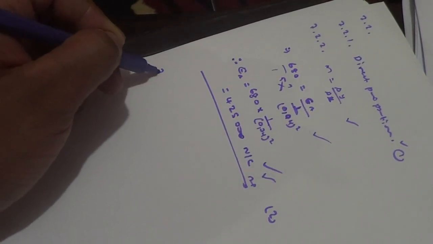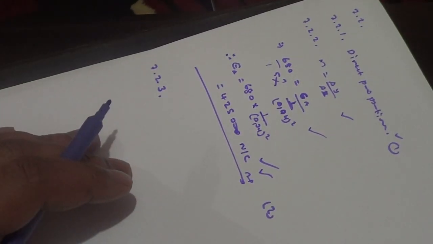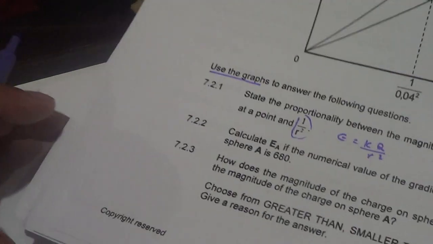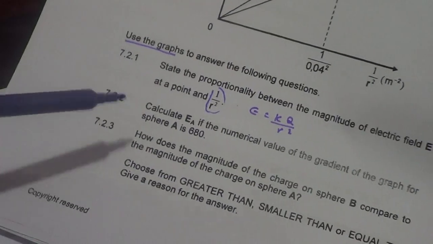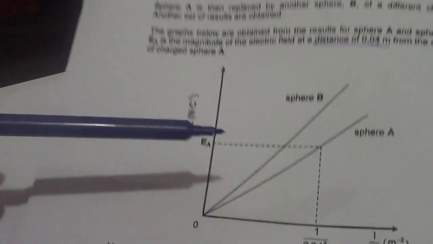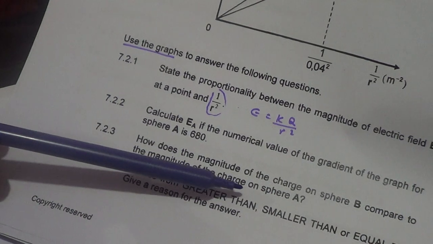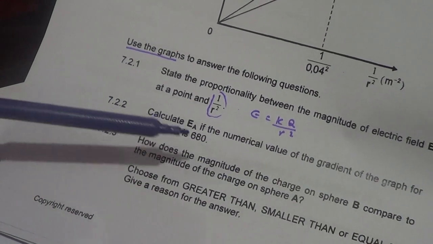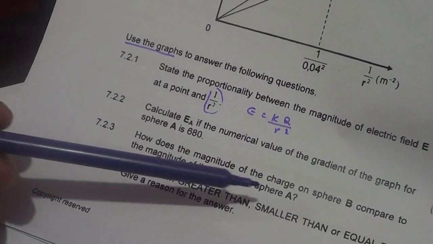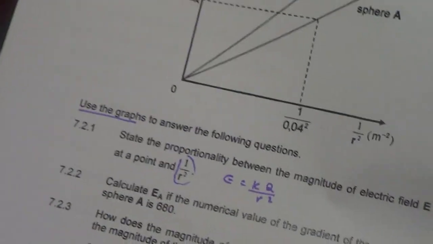Alright, so 7.2.3. That was a bit easy. So it says now, how does the magnitude of the charge on sphere B compare to the magnitude of the charge on sphere A? Choose greater than, smaller than, or equal to. Give a reason for your answer.